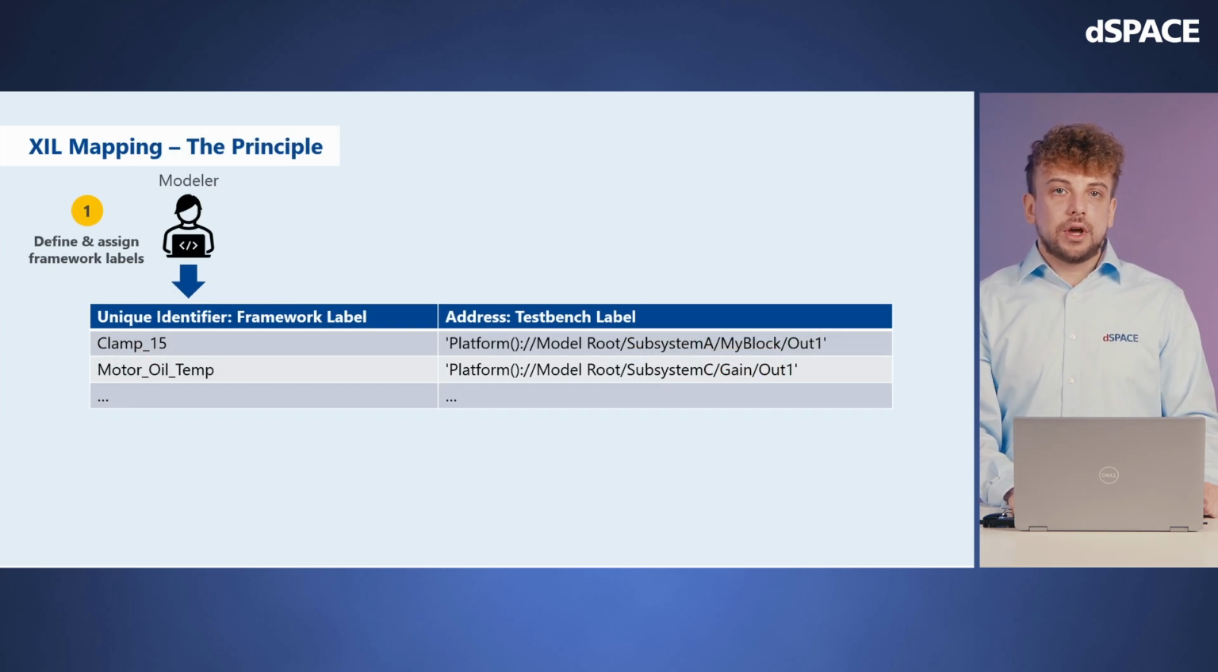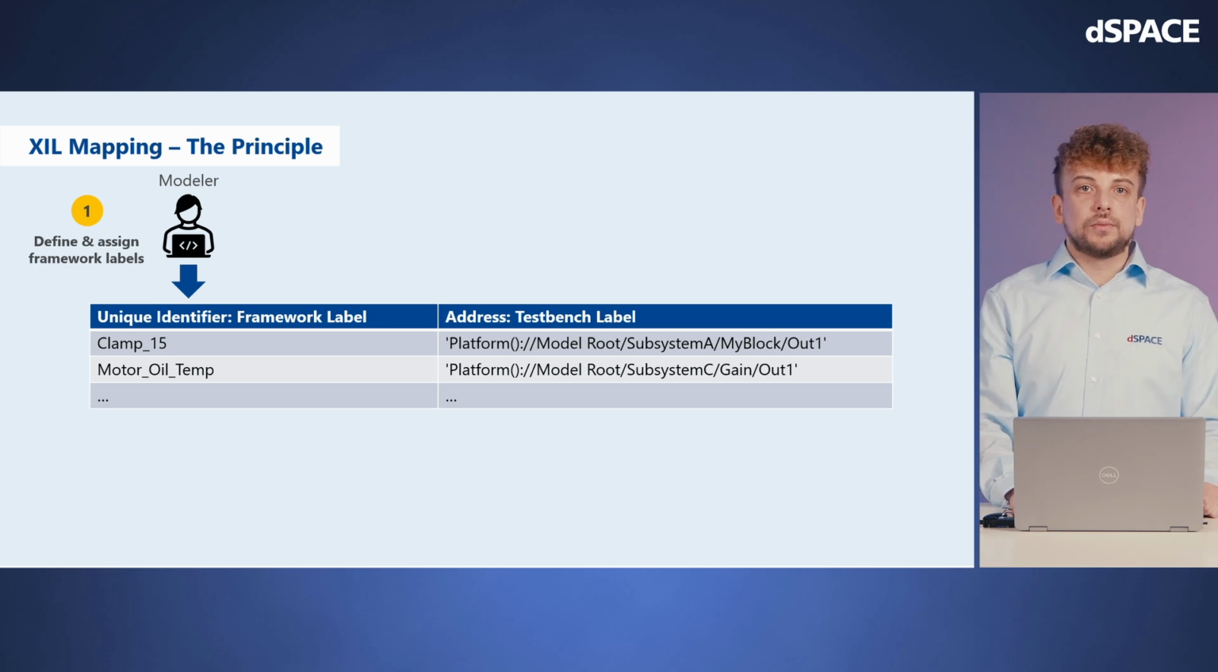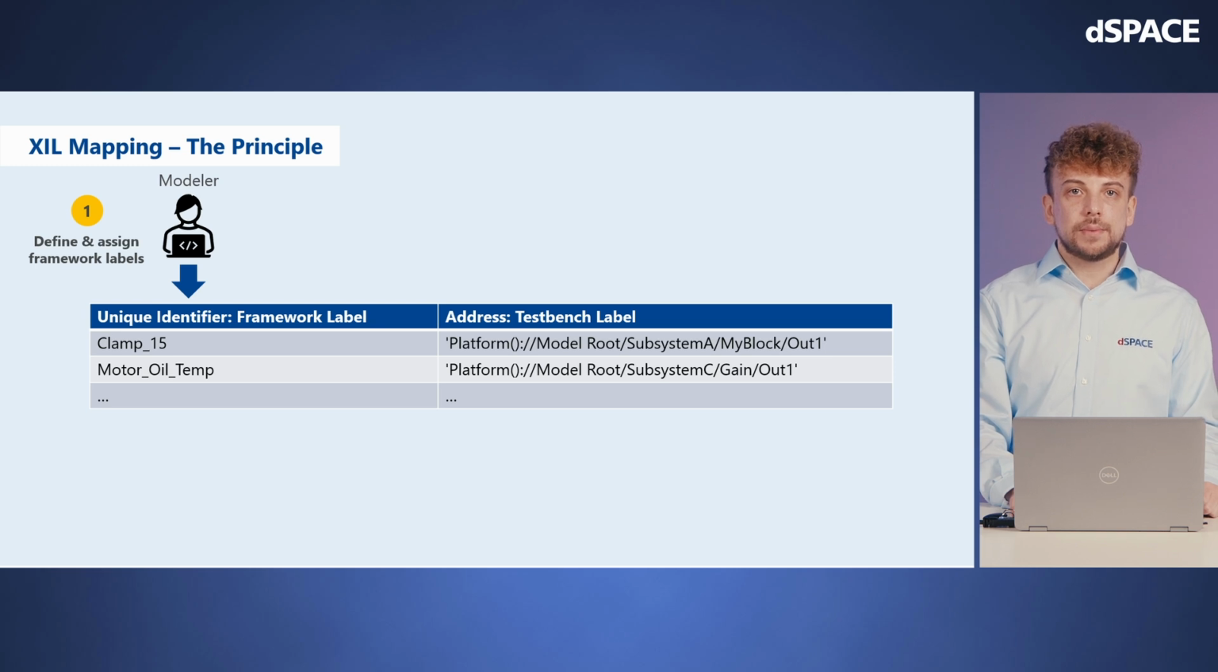So what's the principle and how does it basically work? We have several steps. The first step is to define framework labels, which are basically your unique identifiers, and assign those framework labels to your test bench labels, which are basically your paths. When you make changes, they automatically adapt to the framework labels. Think of it something like an address book. You have your name on the left side, which acts as a unique identifier, and your home address on the right side that might change, but your name or unique identifier stays basically the same.